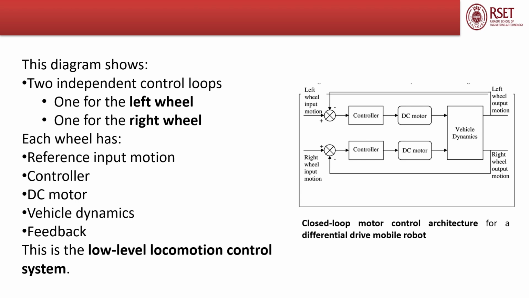Why is closed loop control necessary? Because real world conditions such as friction, uneven surfaces, or load changes constantly disturb motion. Without feedback, the robot cannot compensate for these disturbances. The architecture forms the core of low-level motion control in most mobile robots.